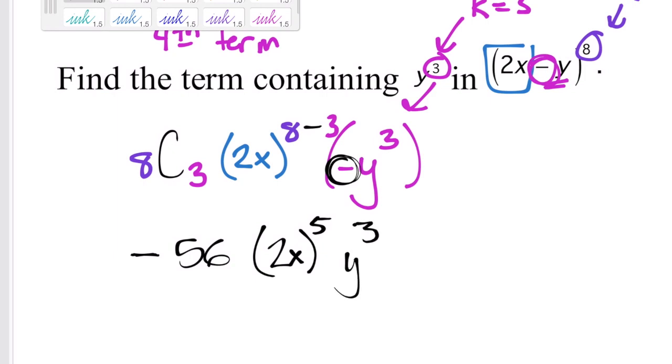I'm just going faster than what I was planning on originally. So the 2 to the 5th power will give me 32. And 32 times that negative 56 will end up giving me negative 1,792. X to the 5th, y to the 3rd. And then we're done. So make sure you're not doing multiple steps all on top of each other. Pace yourself. I obviously wasn't.